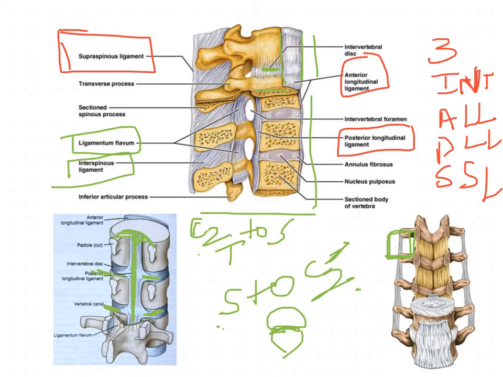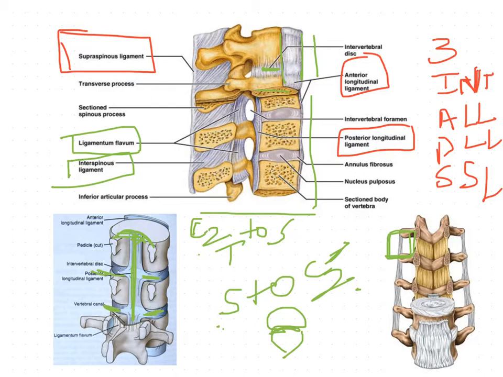Superiorly, from C2, this ligament continues to the occiput as the tectorial membrane. This one also we are going to discuss in the cervical spine. This is the continuation from C2 to occiput as the tectorial membrane.